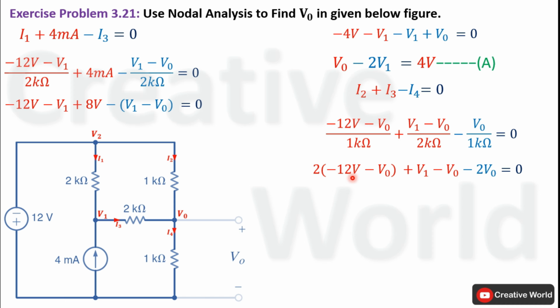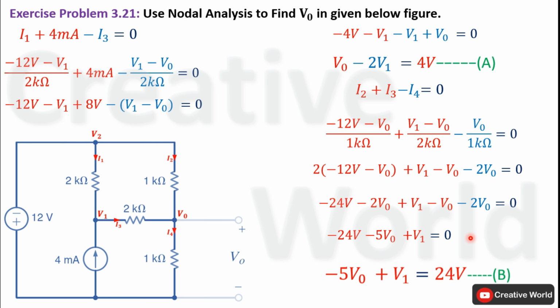Now open these brackets. This 2 will multiply with the values inside the brackets. It will become minus 24 volt minus 2V0 plus V1 minus V0 minus 2V0 equal to 0. Now the sum of minus 2V0, minus V0 and minus 2V0 will become minus 5V0. Place this constant value on the other hand side of equal to separate it from variables. The equation will become minus 5V0 plus V1 equal to 24 volt. This is the second node voltage equation of this network.